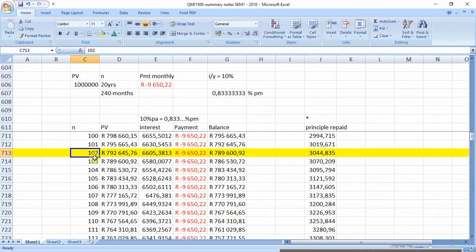Okay, balance. What's the balance here? 789,632. Yeah, it's because of rounding. Principal. There. Interest. There. My word, this is so cool. Alright, and that's how you do amortization. Right, so it's just paying off a loan.